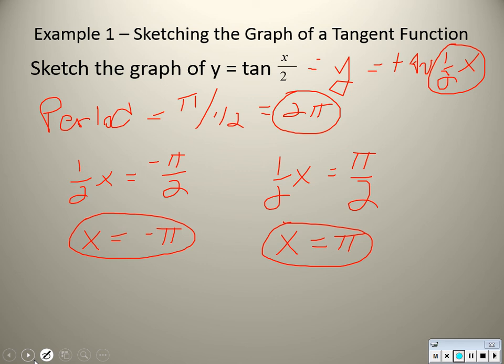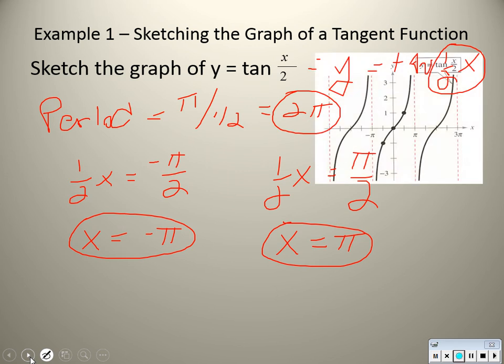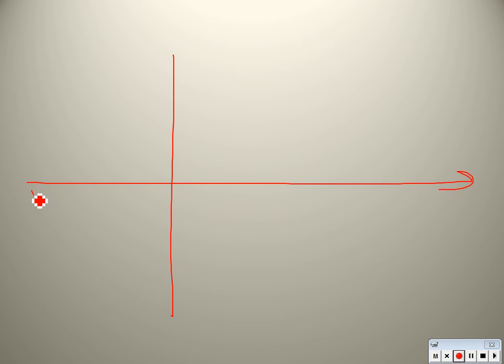So if we're talking about the graph for this now, I'm going to draw this here. Here's negative pi, let's say. Here's positive pi. And here are the asymptotes that go through those 2 points. The midpoint between negative pi and pi would be 0, so I'm going to put an x-intercept right here.